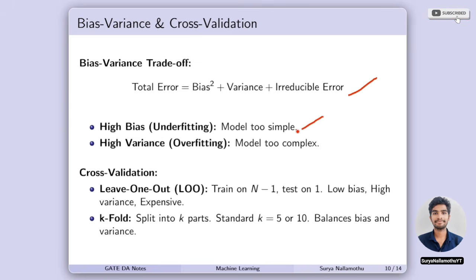So the model will be too simple. For high variance, we get the overfitting problem. It means the model will be too complex. So we need to balance them by applying regularization techniques and approaches. We follow different approaches, and that's why cross validation will be helpful.